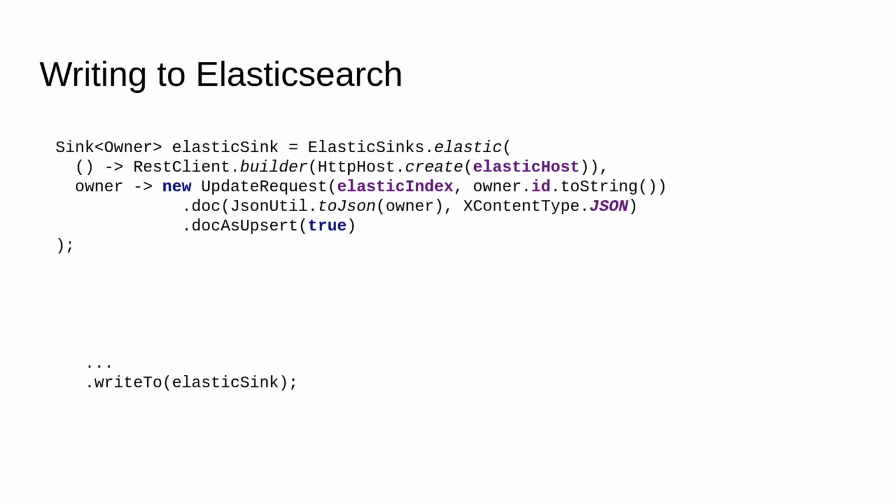For people who are familiar with the Java Elasticsearch client, this will be familiar. The REST client builder is from the Elasticsearch client, and the update request is also from the Elasticsearch client. We basically transform the owner to a JSON document using some JSON util and create the update request like this. And then in the pipeline, you just say that you want to write into this Elastic sink, and basically you're done, you're finished with the job.